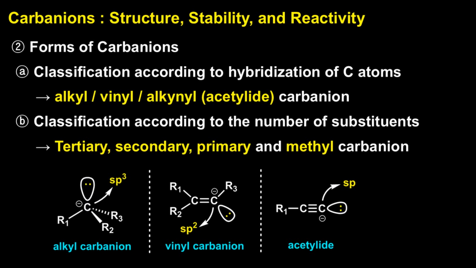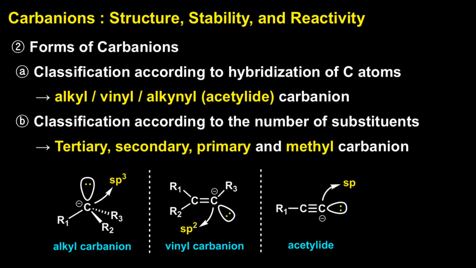Then we've got acetylide carbanions. Here, the negative charge is on a triple-bonded carbon, and that carbon is sp hybridized, giving it a linear shape. With 50% s character, that negative charge is pulled even tighter toward the nucleus, and that actually makes acetylides the most stable of the bunch, based on hybridization alone.